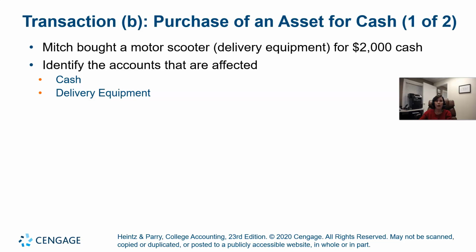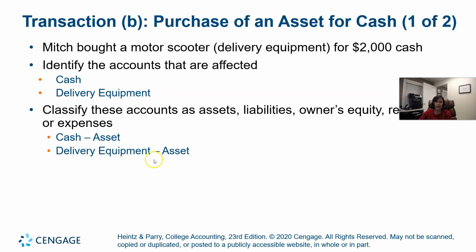Now, before I click forward, I want you to start thinking to yourself, okay, how were these two accounts impacted by this transaction? Do we have more cash or less cash as a result of this purchase? Hopefully, you come to the conclusion that we have less cash because we spent $2,000. Now, how about our delivery equipment? Do we have more or less? Well, we didn't have scooters before, we have scooters now. Now let's look at how these are impacted.